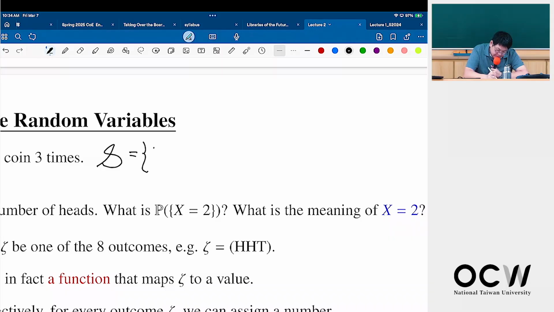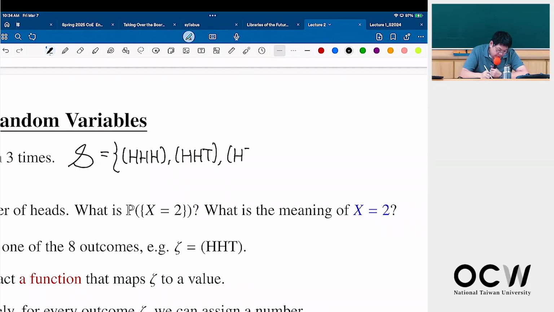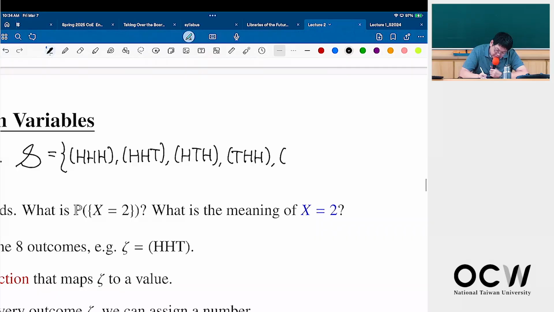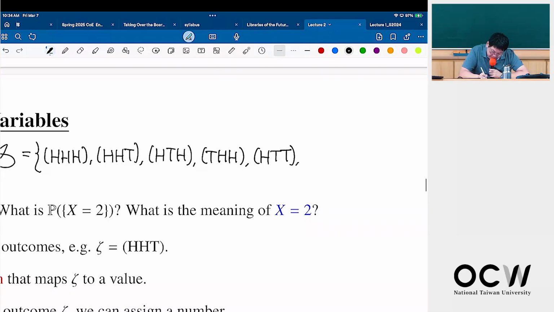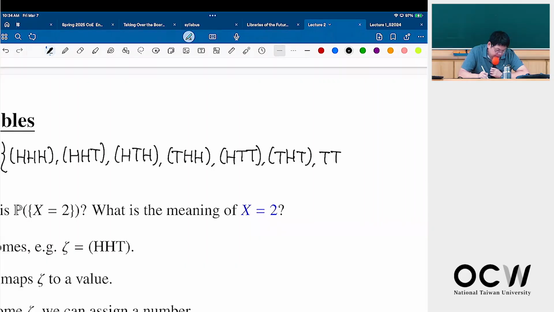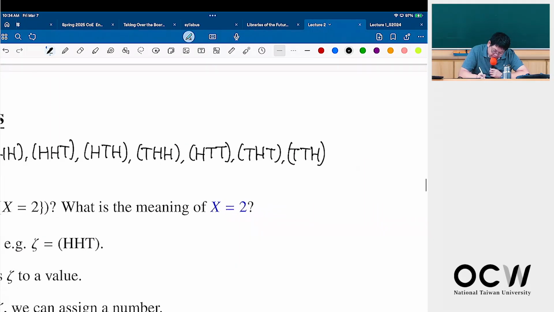So the possible outcomes will be 3 heads: heads, heads, heads, or heads, heads, tail, or head, tail, head, tail, head, head, head, tail, tail, and tail, head, tail, tail, tail, head, and finally tail, tail, tail.